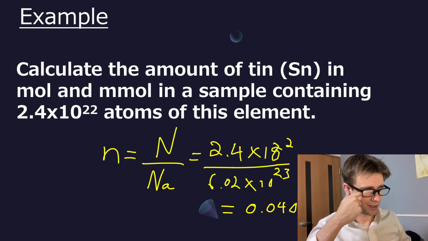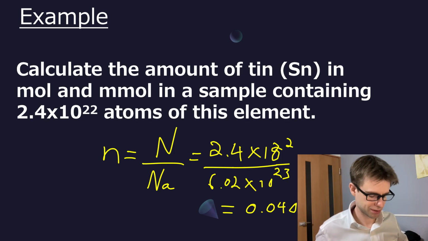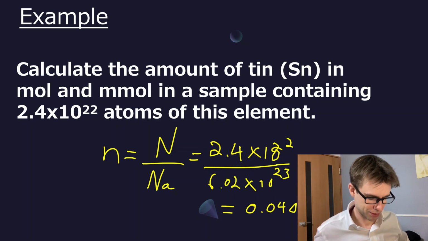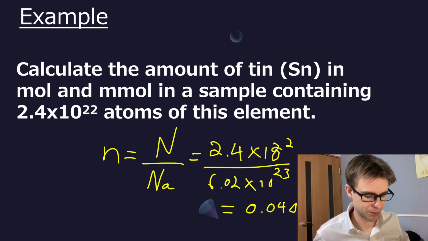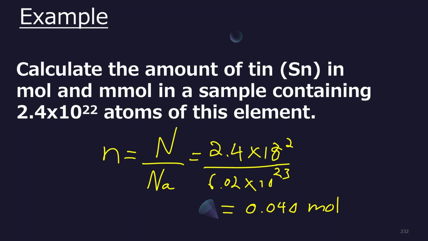So you'll notice that tin itself and the element Sn has nothing to do with this calculation. You don't have to look it up on the periodic table to answer this. So 2.4 times 10 to the 22 is less than 6.02 times 10 to the 23. This means this cannot be 1 mole. It has to be quite a bit less than that. And you'll divide big N by Na. You'll get 0.040 moles of tin in this situation.